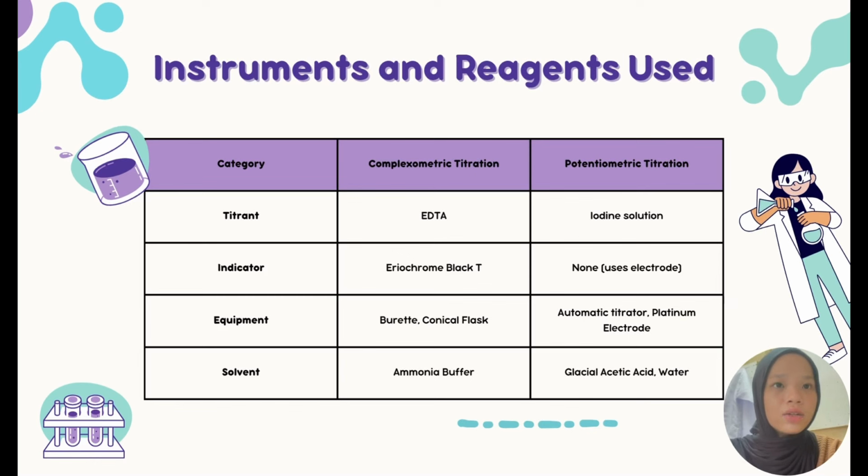This table shows the main difference between the two methods. The complexometric titration uses EDTA as the titrant and a color indicator called Eriochrome Black T, done manually using a burette and flask. On the other hand, the potentiometric method uses iodine as the titrant and doesn't need a color indicator. It relies on a platinum electrode to measure voltage changes automatically.